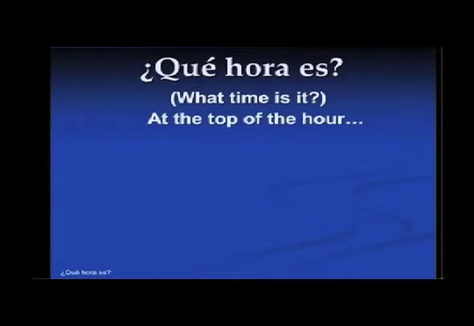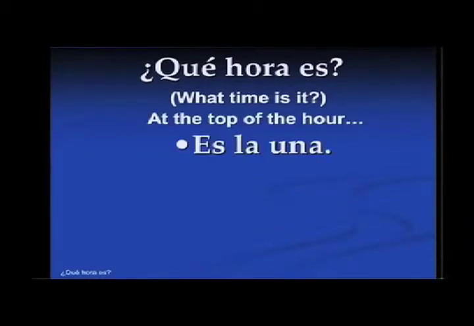Okay, here's a quick video lesson on how to tell time in Spanish, answering the question, ¿Qué hora es?, which means, what time is it? Now, remember, this is a video, so it'll go kind of fast, and you can hit the pause button whenever you need to stop and practice something or to take a few notes. Now, in order to tell time at the top of the hour, there are four expressions that you can learn.